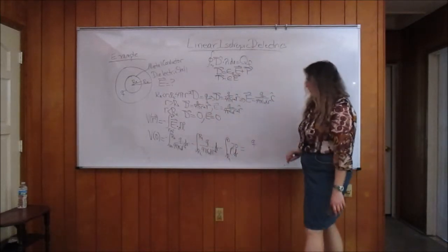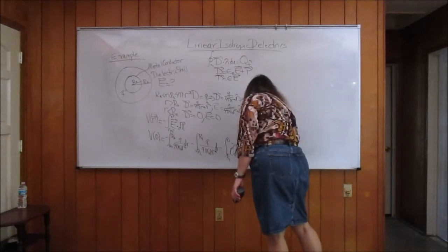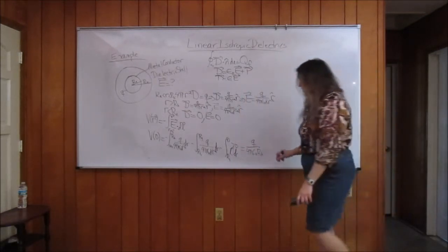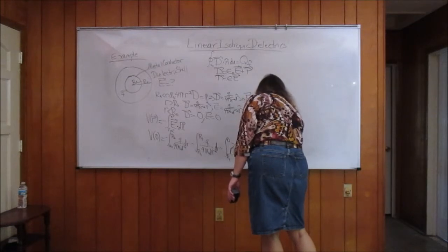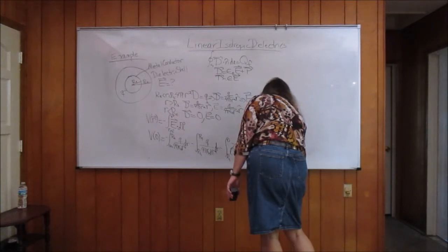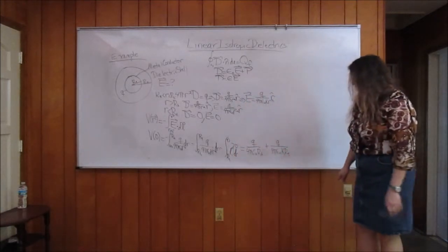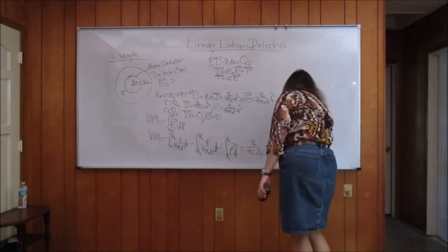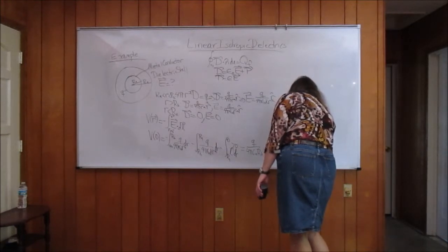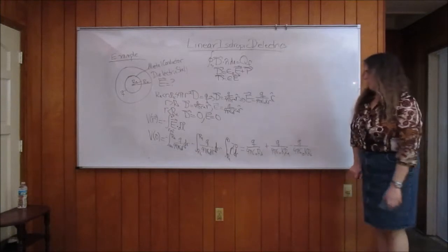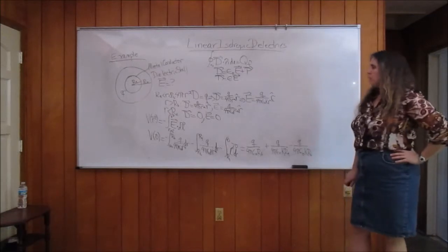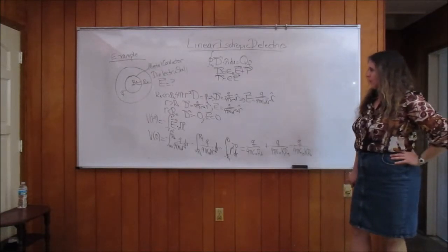If I do the math here, my first term contributes Q over 4 pi epsilon naught Rb, plus Q over 4 pi epsilon naught K Ra, minus Q over 4 pi epsilon naught K Rb. And that's the potential at the center of the sphere with respect to infinity. Okay?